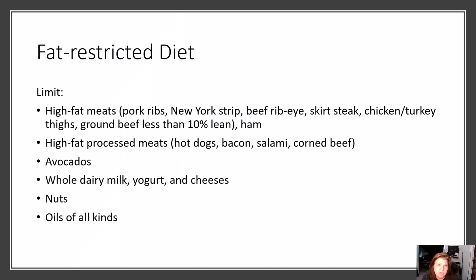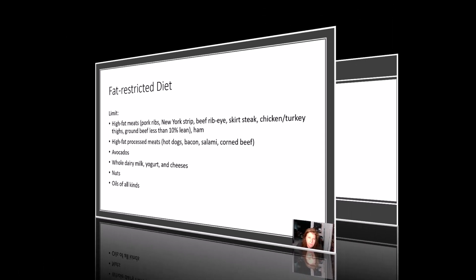Now, on a fat-restricted diet, we mentioned it's not the type of fat, but just all fat. So, the limiting of all these different types of high-fat meats, high-fat processed meats, avocados. I know they're a good type of fat, but remember this is all types of fat that we need to limit. Whole dairy, milk, yogurt, and cheeses, nuts, and oils of all kinds should be limited. And this is not something that we are eliminating from the diet, but limiting to resolve some of the steatorrhea.